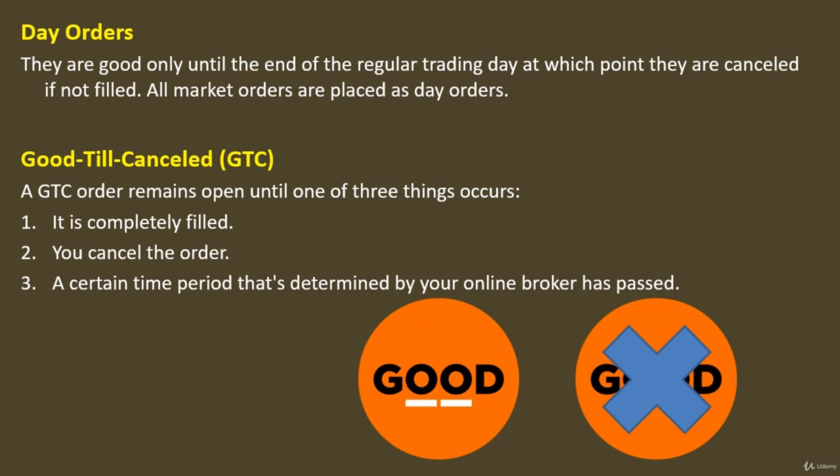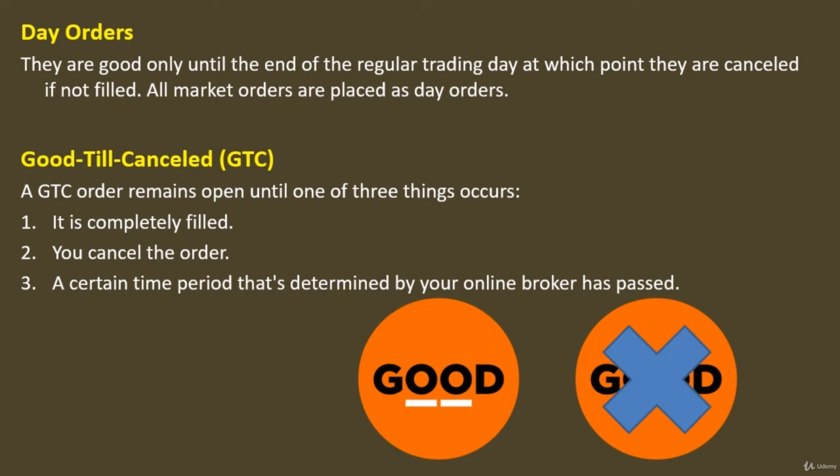In terms of that too, you also have what's called a good till canceled order. A good till cancel order remains open until one of three things occur, right? Either your order is completely filled, which is kind of what you want, like I place an order and my order is filled. Or I cancel the order. At any time you can cancel an order. So the order is good till canceled. Or a certain time period that's determined by your broker, your online broker, has passed.